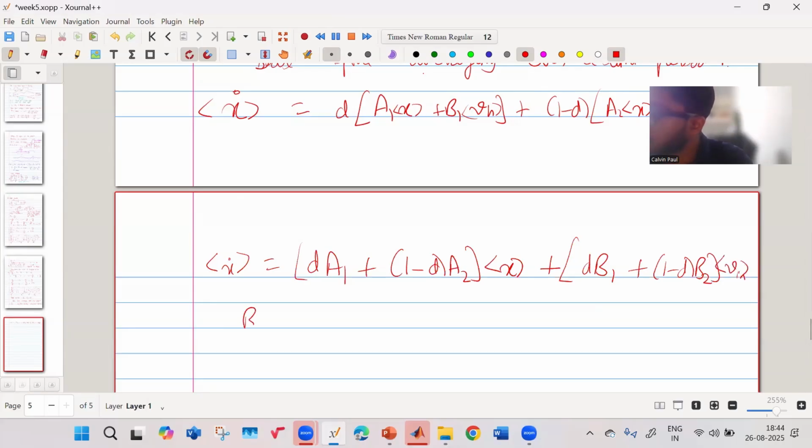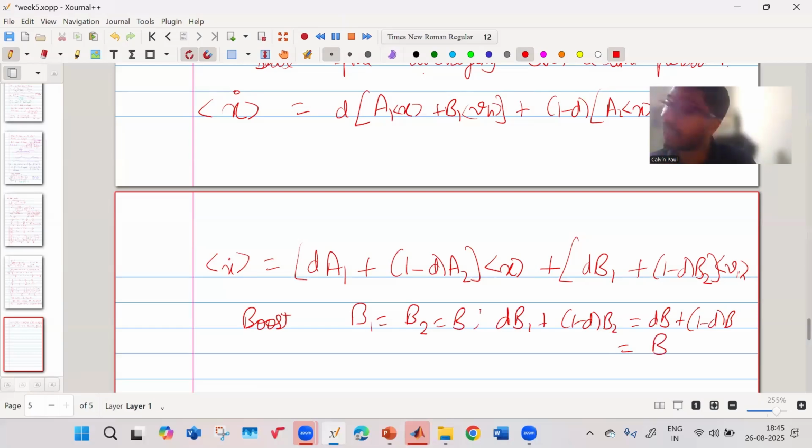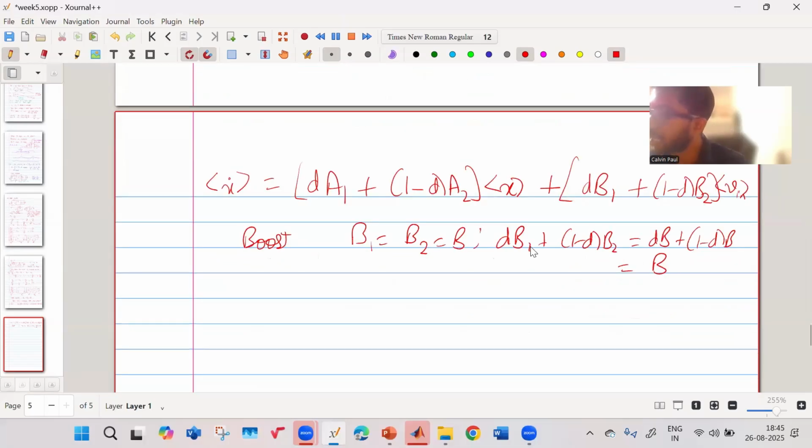Now in the case of the boost, what do we have? D into b1, that is we have b1 equal to b2 equal to b. So d b1 plus 1 minus d b2 is equal to d b plus 1 minus d b. So that is actually b. It makes it simple. This becomes simple for a boost. In a buck, the A is the same, so that becomes easier in a buck.